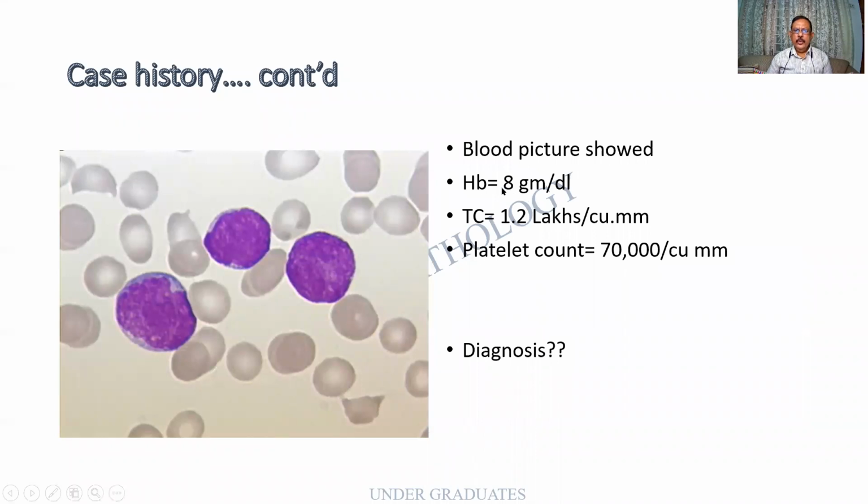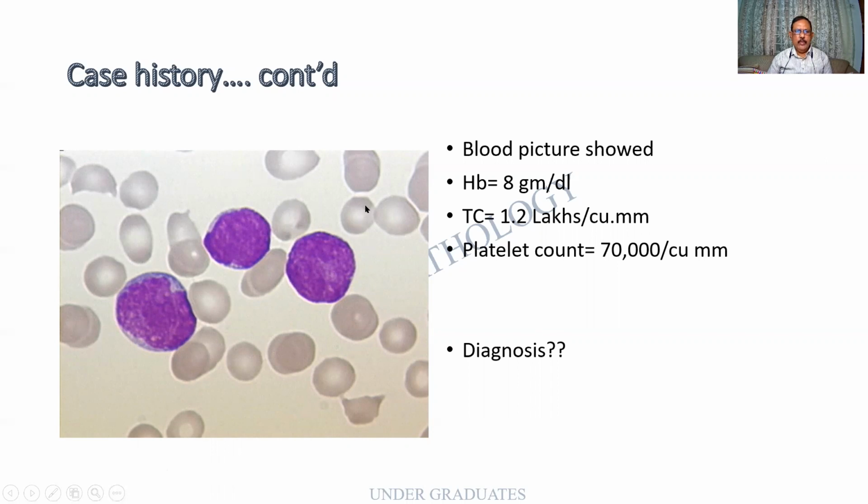The blood picture showed a hemoglobin of 8 grams per deciliter, an anemia. In fact, it is a moderately severe anemia. The total count is 1.2 lakhs per cubic millimeter. The platelet count is reduced, 70,000 per cubic millimeter. So, what is your diagnosis? And the peripheral blood, let us see what we are seeing.